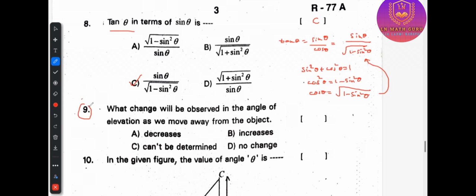Next one. What change will be observed in the angle of elevation as we move away from the object? Suppose we have an object AB is there, we are moving away from the object, definitely the angle is going to be decreased. See, this angle is let us suppose 60, this will be 30. We are moving away from the object means the angle is going to be decreased.